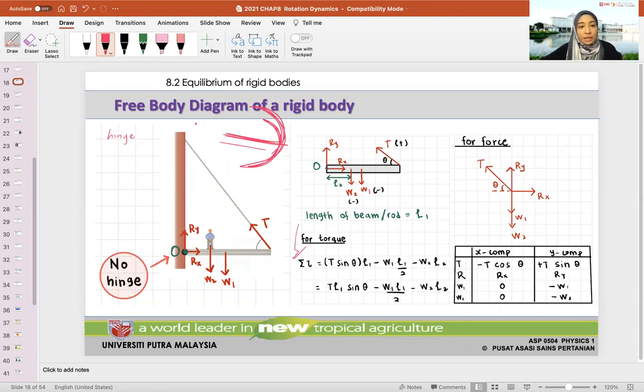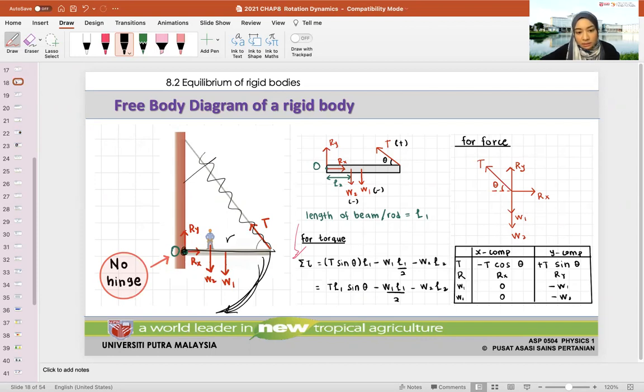But what if the object does not have a hinge? This is our next example. This object does not have a hinge, but how do I know that it has the tendency to rotate? Now, if this cable snaps, it is no longer supporting this beam, right? And if the cable snaps, what would happen to the beam? It would fall down. And the falling motion of this beam, if it was not supported by the rope, is rotational. You can imagine it, this is the radius, and it goes down like this.